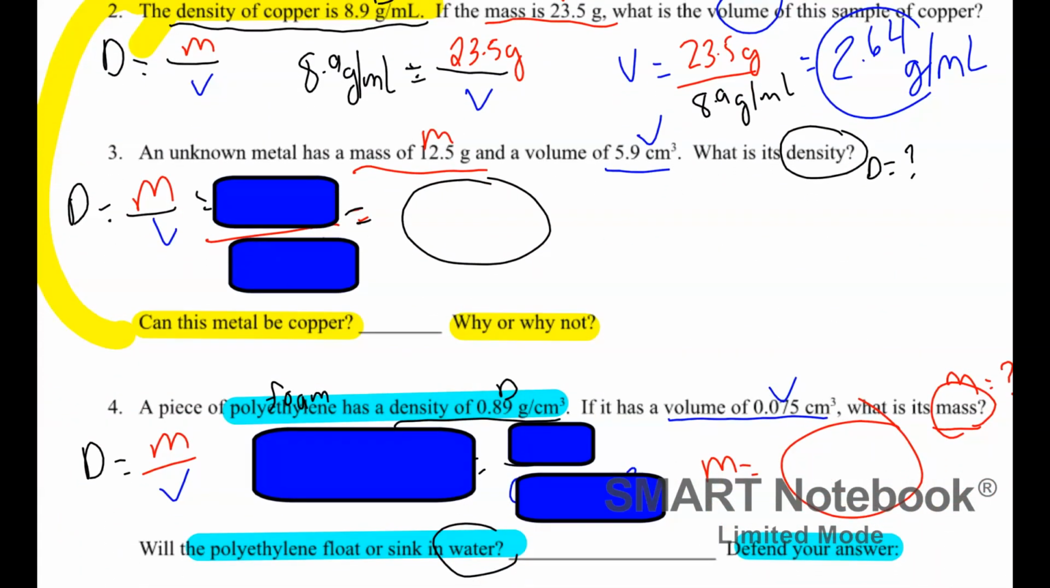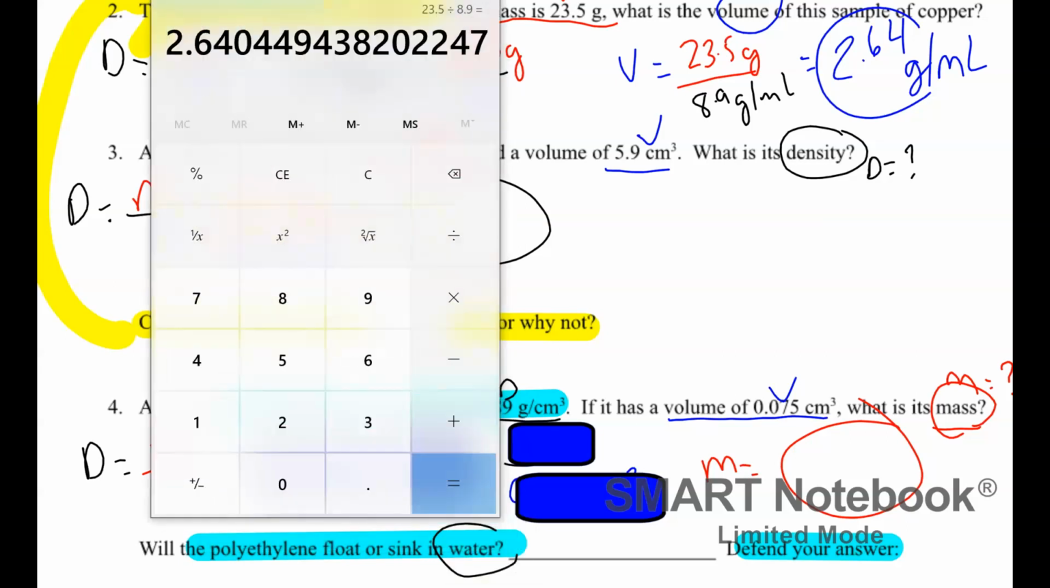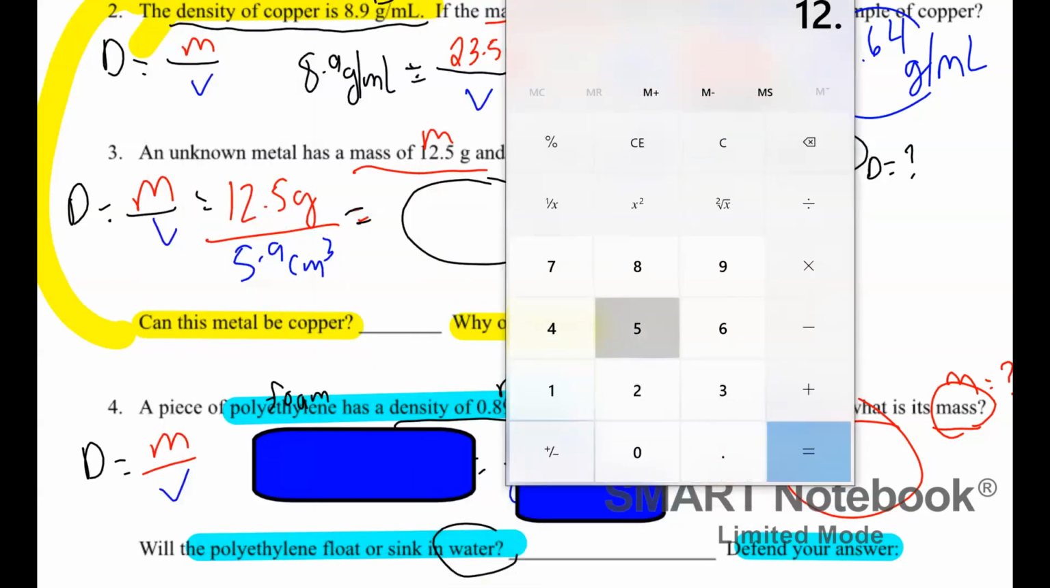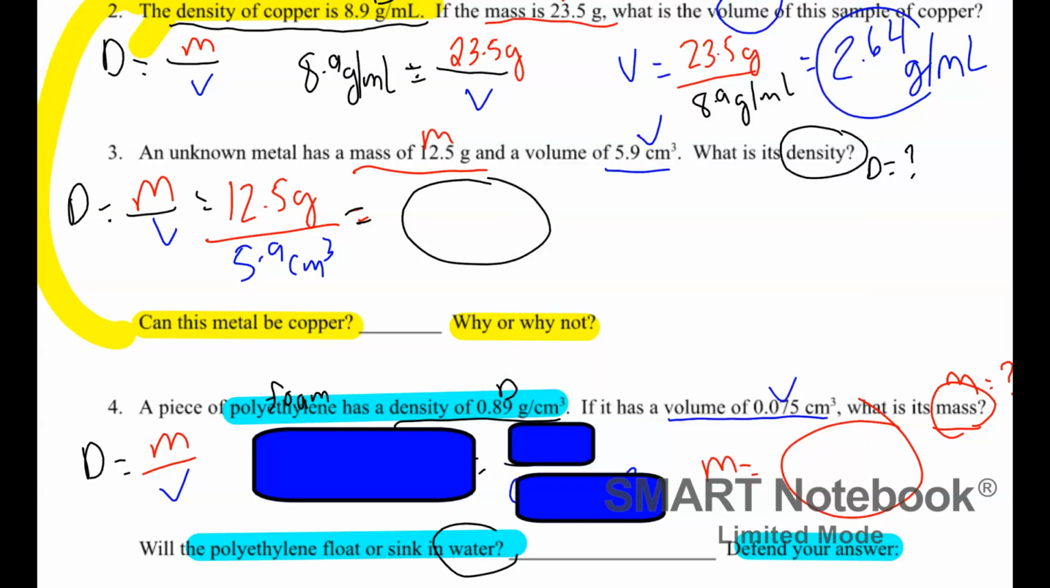Okay, problem 3. An unknown metal has a mass of 12.5 grams and a volume of 5.9 centimeters cubed. What is the density? So label your variables. We're solving for density. Density is mass over volume. So let's substitute in. Here's our mass. Here's our volume. Then we just have to divide. So we're going to take 12.5 divided by 5.9, and we'll get 2.12. So 2.12 grams per centimeter cubed.